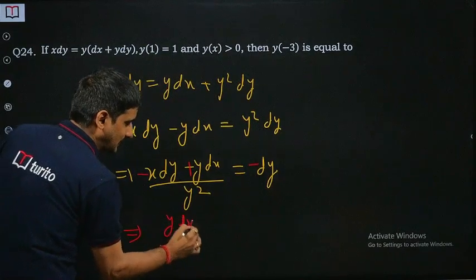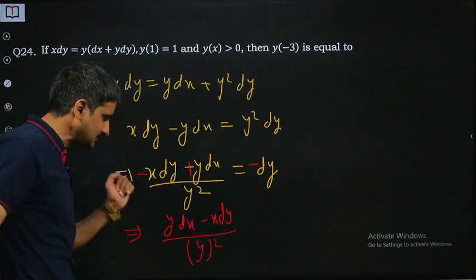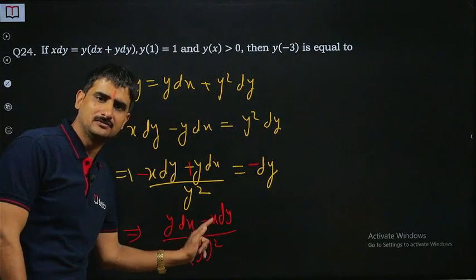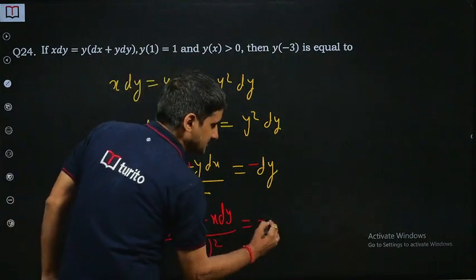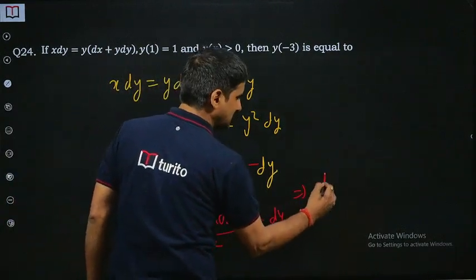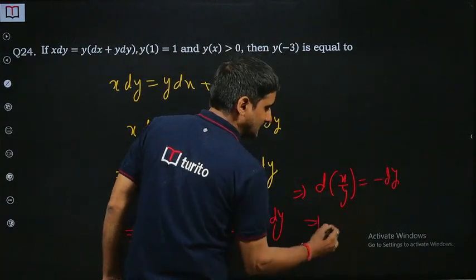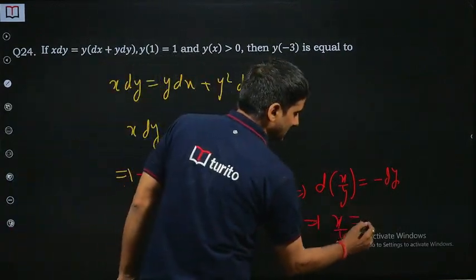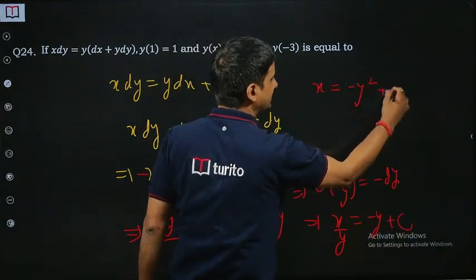So now it is y dx minus x dy upon y whole square. Isn't that the denominator times the derivative of the numerator minus the numerator times the derivative of the denominator upon the denominator square? So minus dy, so we can write it as d of x by y equals minus dy, integrating both the sides. So it's x by y, the integral of dt is t, so x by y equals minus y plus c, and that's it. So x is minus y square plus cy, bachcho.